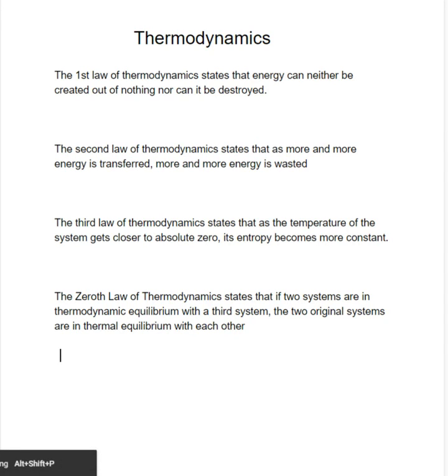The zeroth law of thermodynamics. I don't really understand this, but I'm getting that if two systems are in thermodynamic equilibrium with a third system, equilibrium means the same, by the way, then the two original systems are in thermal equilibrium with each other, which means they have the same temperature. These two systems are the original systems. The third system is not original. So the two systems are in thermal equilibrium with each other, and they can be in thermodynamic equilibrium with a third system. At least that's what I get from this statement.